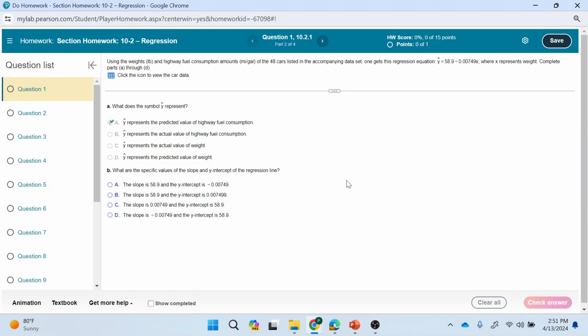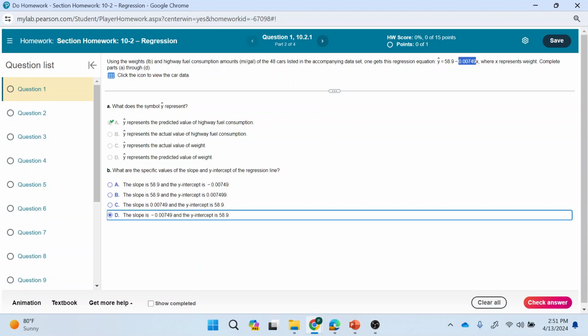So now, based on this prediction, we need to find the specific values of the slope and y-intercept of the regression line. Remember, the number in front of x with the sign, that's the slope, and the individual number by itself here, that's the y-intercept. So negative 0.00749 is the slope, and then 58.9 is your y-intercept.